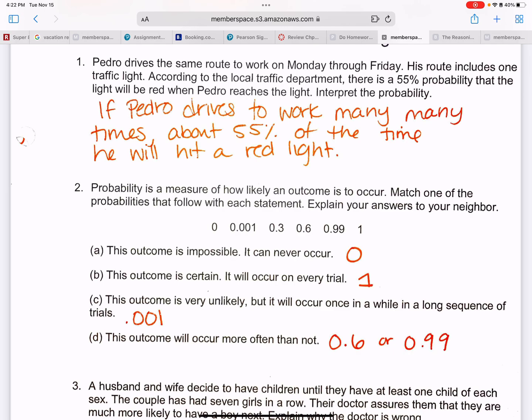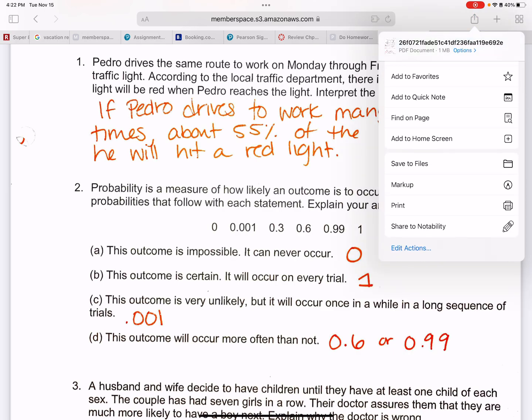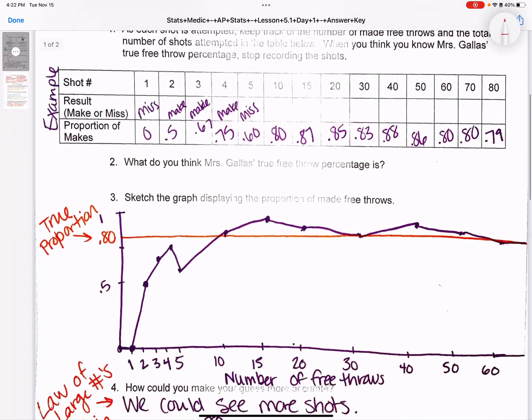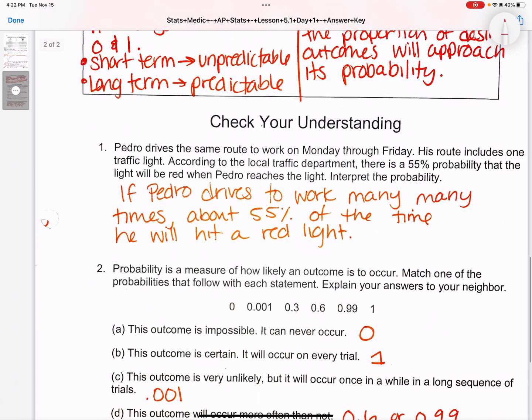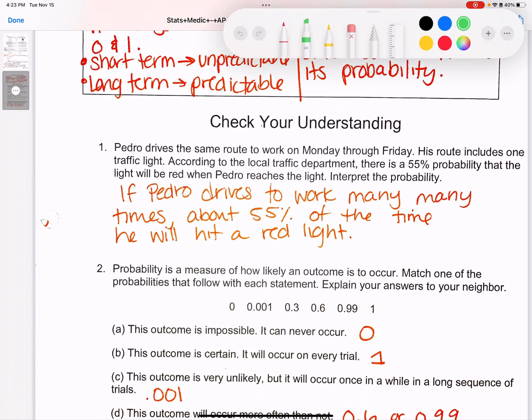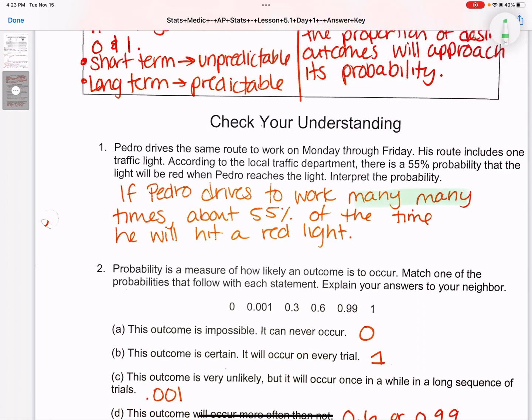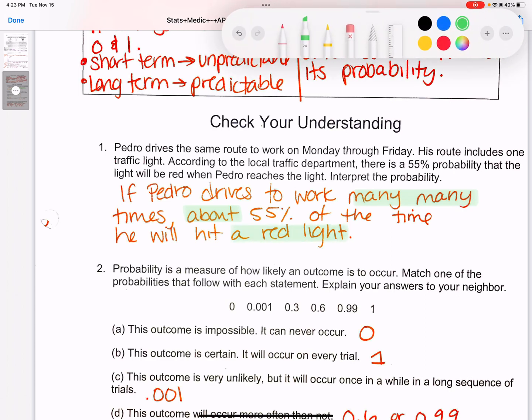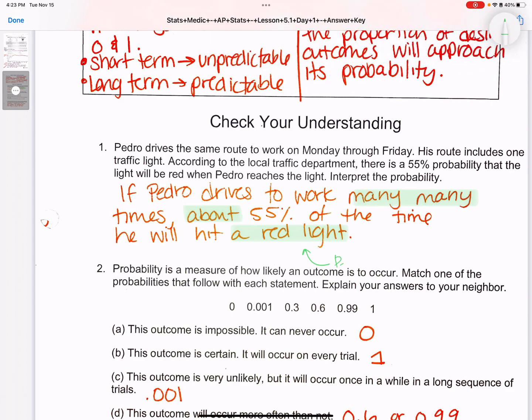And here's the main thing to make sure you have. If Pedro drives to work many, many times, so making sure you say lots of times, then about 55% of the times he will hit the red light. And the other thing that you're going to see is the context, what context means: what am I talking about in the problem? I'm talking about Pedro driving and getting stopped by red lights.